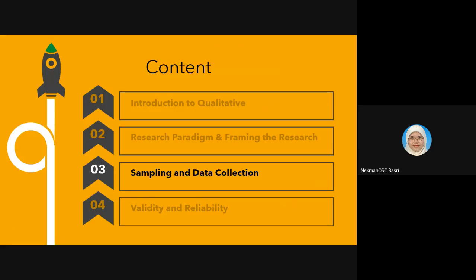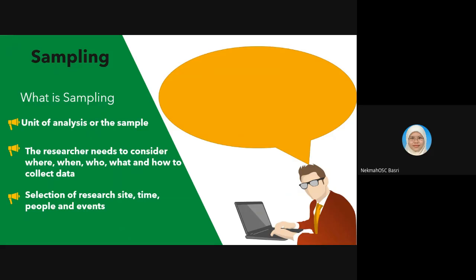Okay, now we're going to the sampling and data collection. Sampling is a unit of analysis, and the researcher needs to consider where, when, who, and what, how to collect the data, and also to select the research site, the time, the people, and the events related.